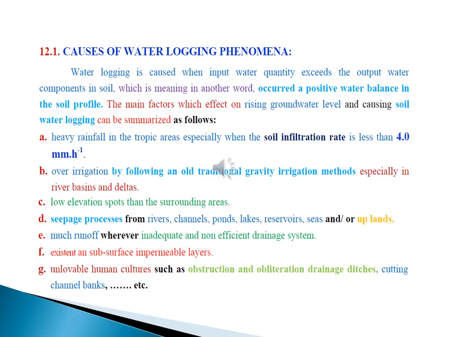Causes of waterlogging phenomena. Waterlogging is caused when input water quantity exceeds the output water components in the soil, which means, in other words, a positive water balance occurs in the soil profile. The main factors which affect rising groundwater level and cause soil waterlogging can be summarized as shown in front of you, my dear. Follow it, it is so easy and clear.